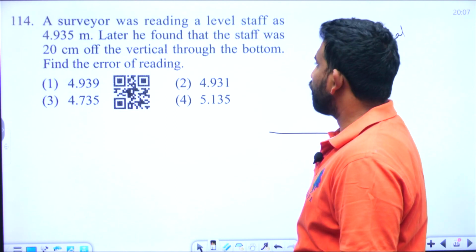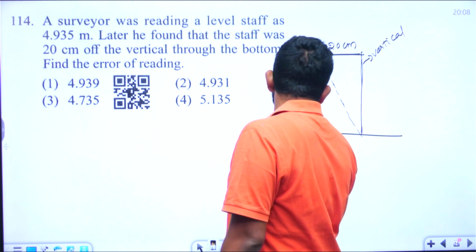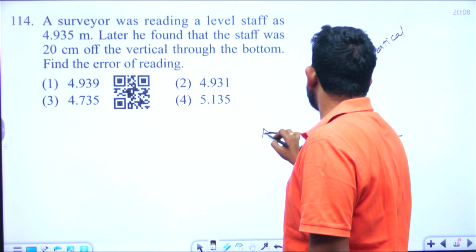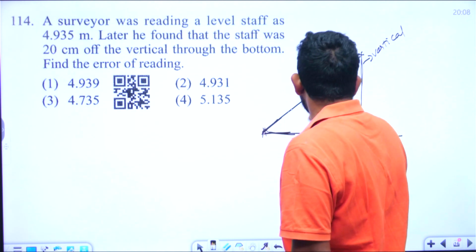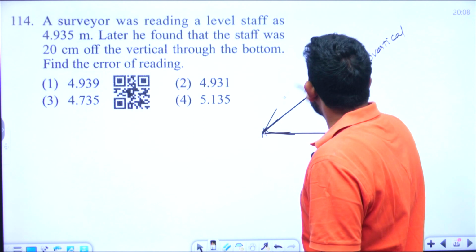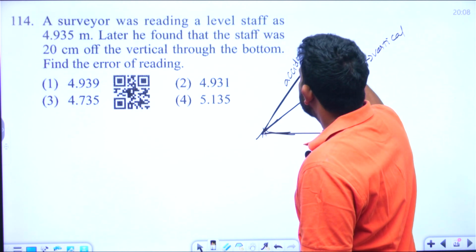20 centimeters off of the vertical through the bottom. Find the error of the reading. So now if you see here, for example, I am taking the reading from here. Actually I was supposed to take it upon this, but I accidentally took this. It's an accidental thing, which was mentioned here.